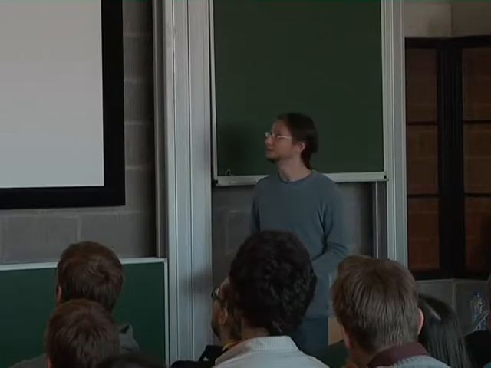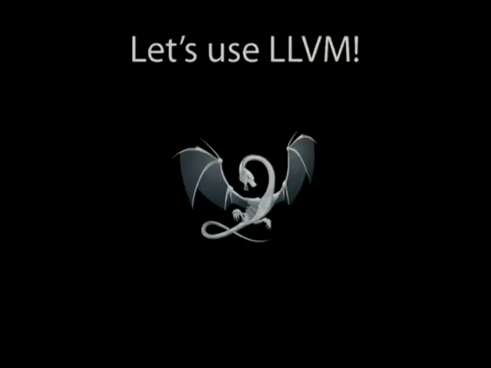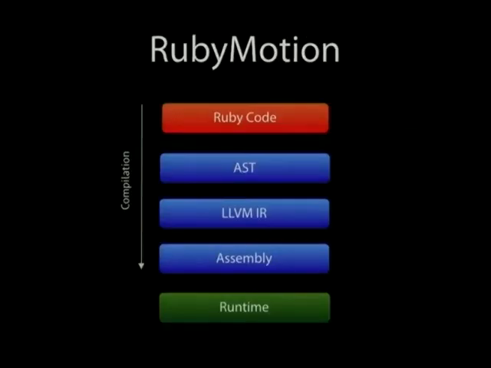And of course, we don't want that. We want to use LLVM, right? And so RubyMotion works like this. Instead of generating a bytecode, we generate IR straight from the parser, and then we compile it into assembly. Then we can run it on the machine. So no more virtual machine. We run it natively.